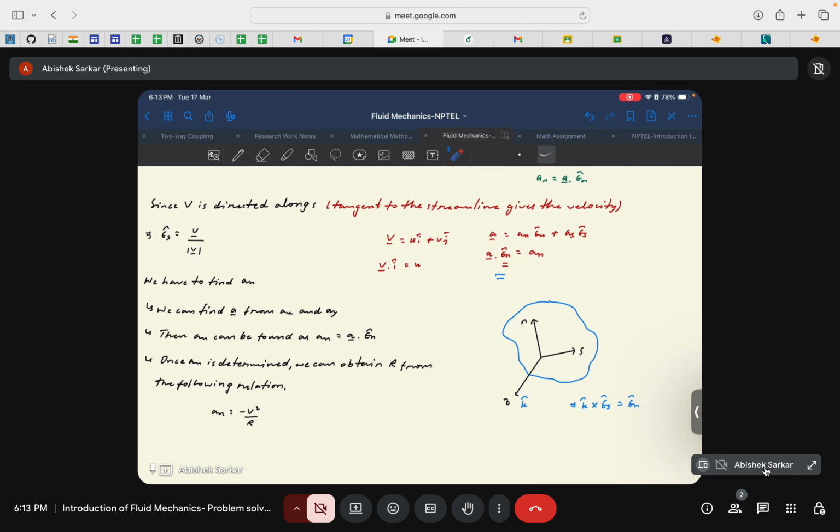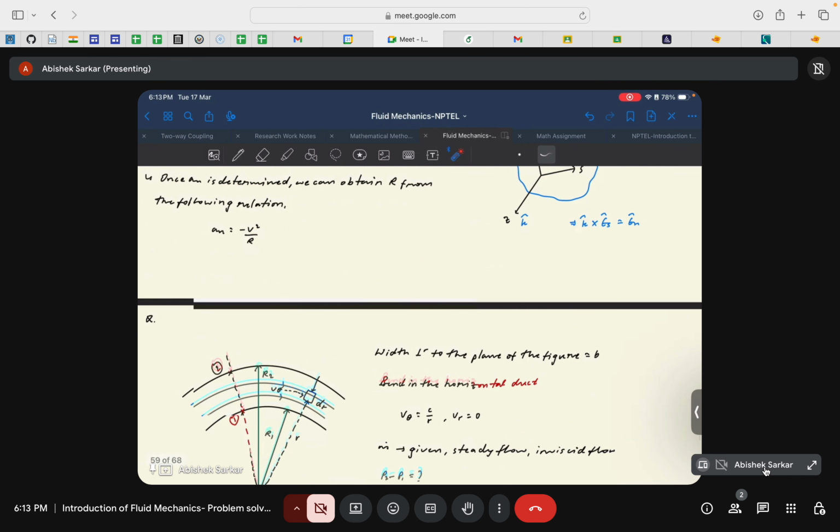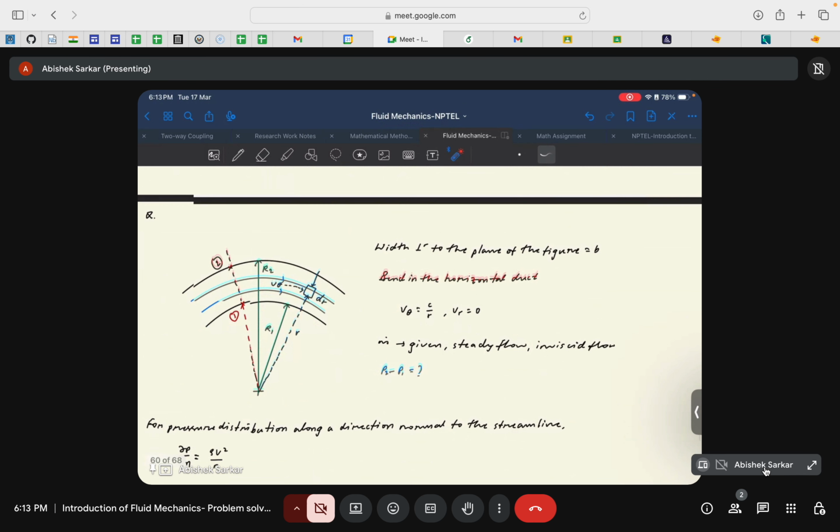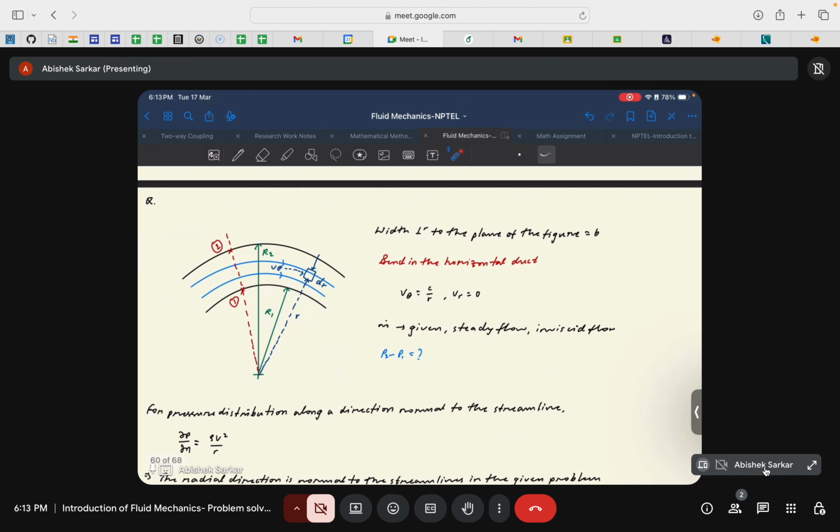Okay, so this was one example. Let us take another example. You have a bent pipe, and the width of your pipe or duct, in this case it should be duct, is b. That is, the width of the duct is b along the depth of this paper. The respective velocity components are given by v theta is equal to c by r and vr is equal to 0. So it is a 2D velocity field.